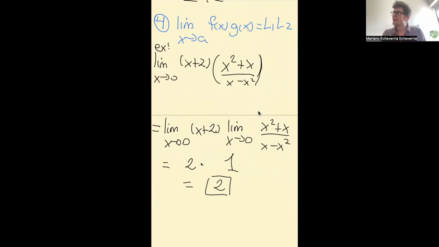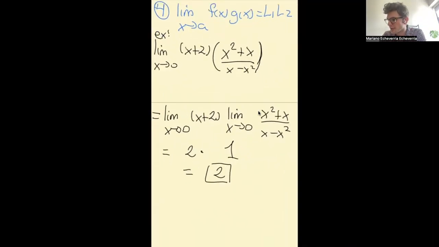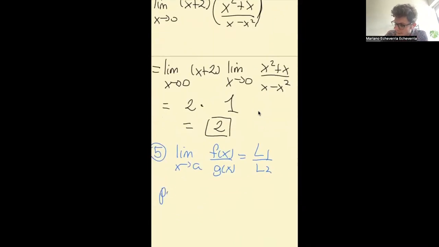And the fifth one is the same for a ratio, for a division, but the only thing is that it assumes the value for the denominator is non-zero. So if you have a limit as x approaches a of f of x divided by g of x, that's just L1 over L2, provided L2 is non-zero.